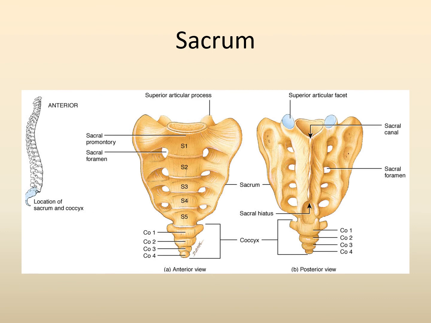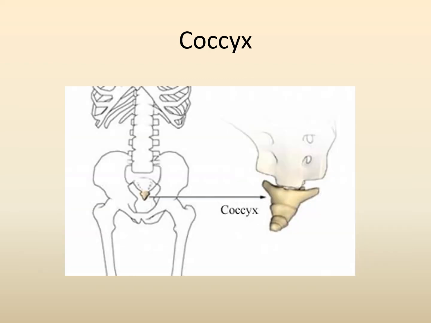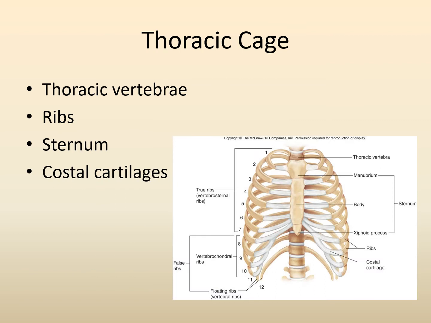The sacrum, as I said, remember those 5 vertebrae that fuse together, and then the coccyx, that is going to be abbreviated as CO instead of C to distinguish it from the cervical ones. That is 4 vertebrae that are fused together. And then they're showing the coccyx right there.